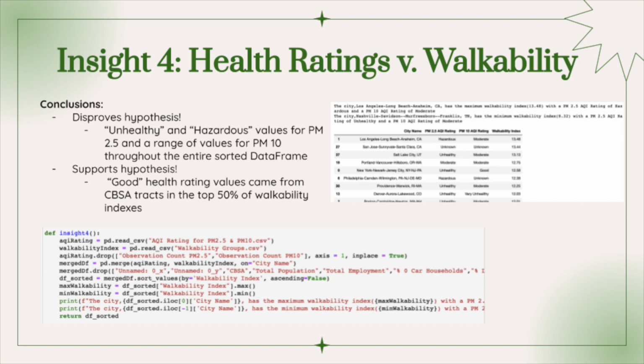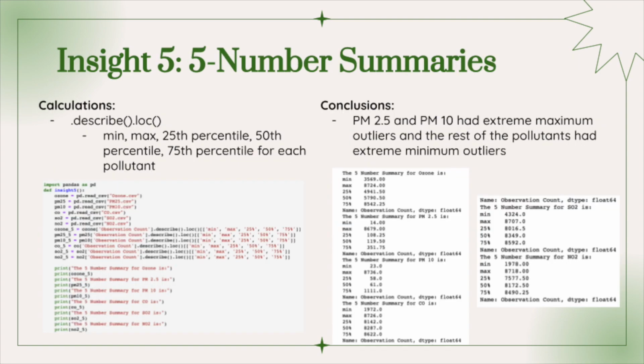In fact, some of the only good health rating values came from CBSA tracts in the top 50% of walkability indexes. For Insight 5, we used the API data and found a 5-number summary for each pollutant that we studied. In order to get these values, we used the .describe().loc method. We wanted to have a high-level overview of the pollutant information since most of our other insights focused on individual values per CBSA. From the summaries, we were able to see that PM 2.5 and PM 10 had extremely high maximum outliers, and the rest of the pollutants had extremely low minimum outliers.